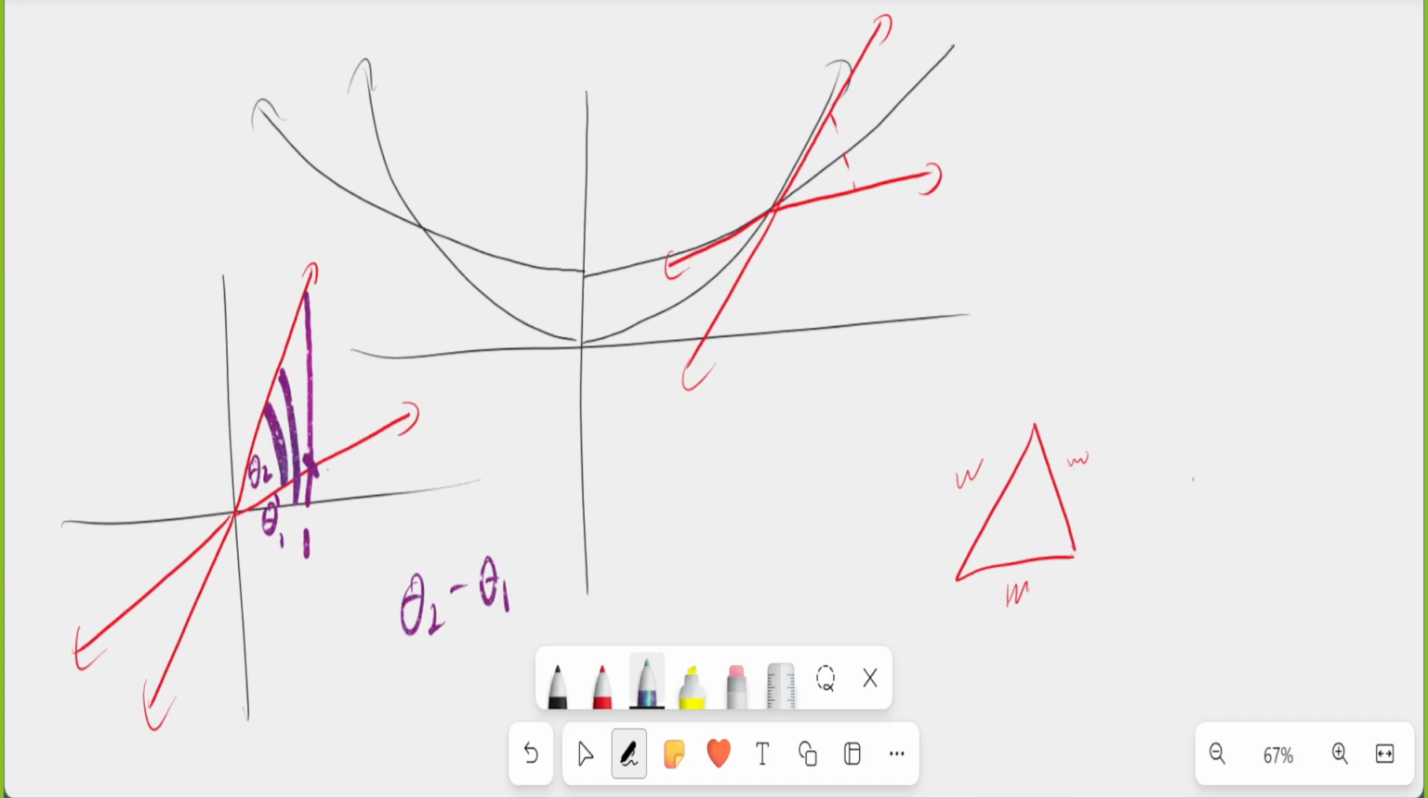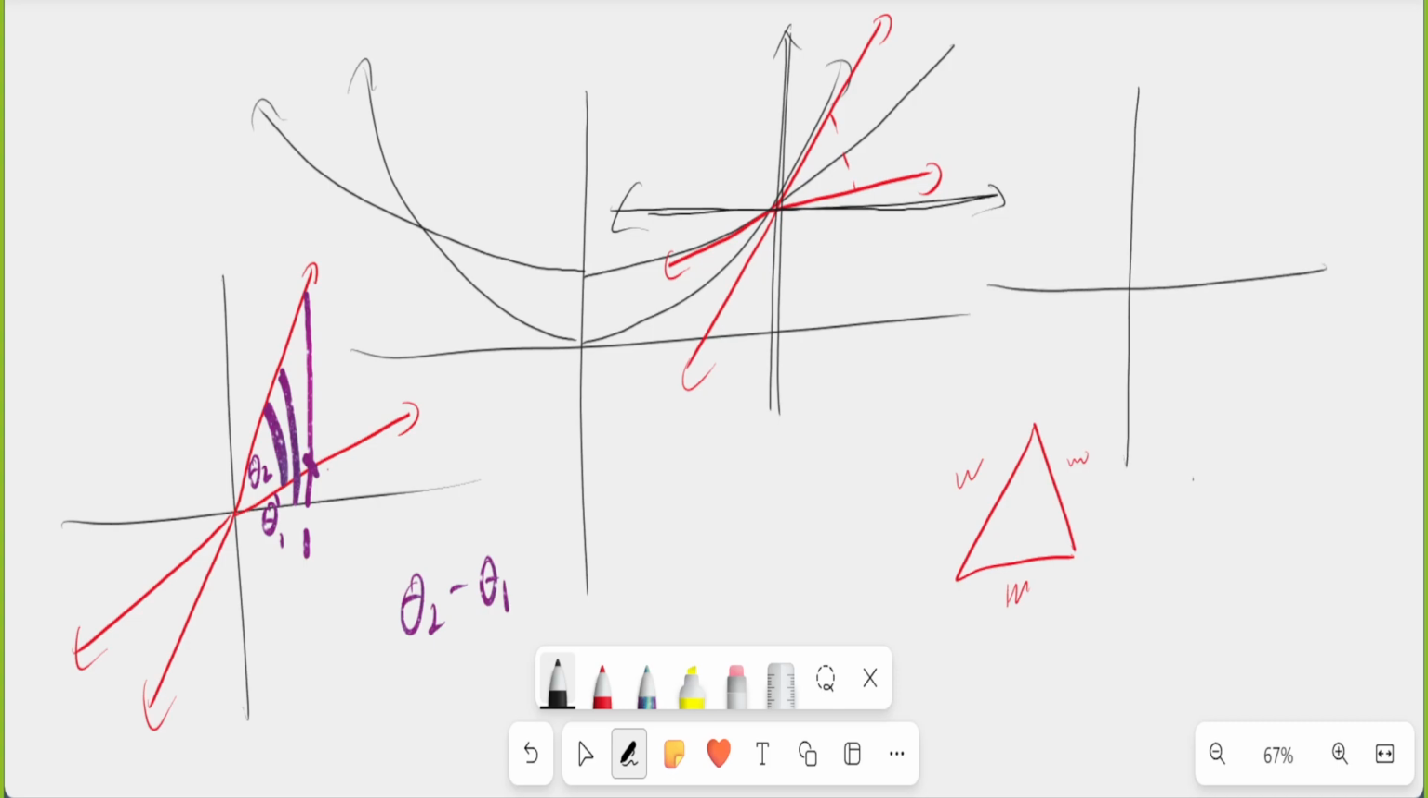Wait, so the goal is to find the angle between the two tangent lines? So essentially, what they did was after they found the points, they put them on another graph. You see how I'm making this? They put them on another graph like this, and then they found the angle, because now that it's on another graph, they can easily use inverse tangent.